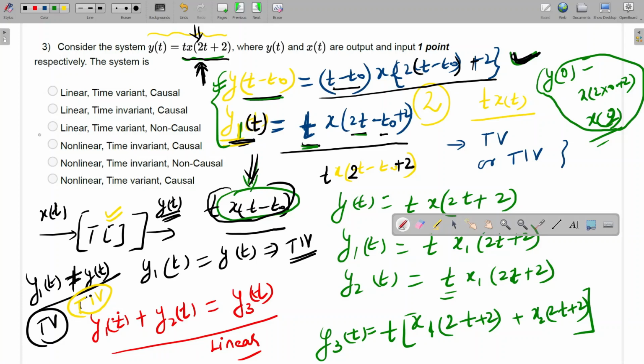So which will be the correct option? The third option will be the correct option. Is it clear to all?